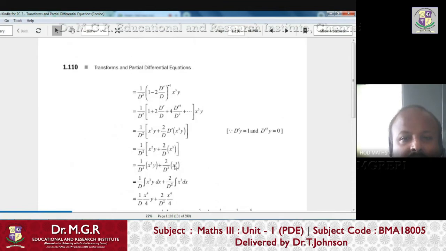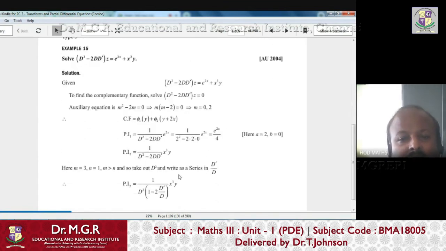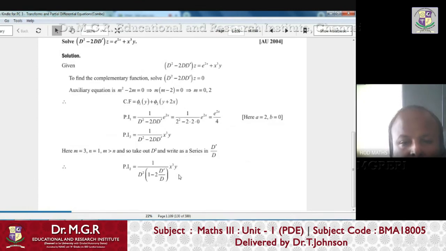So you can see here x cube y, right? If the right hand side is in algebraic form, that is in polynomial form, then what you have to do here is use a procedure called the binomial expansion procedure.